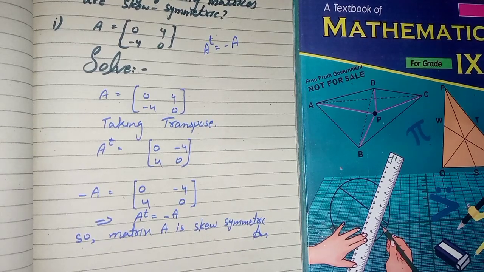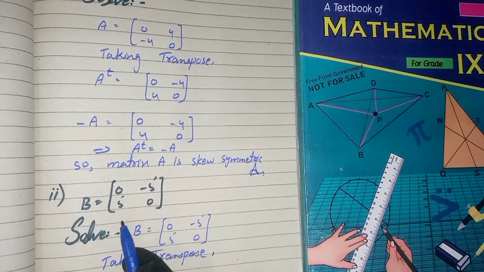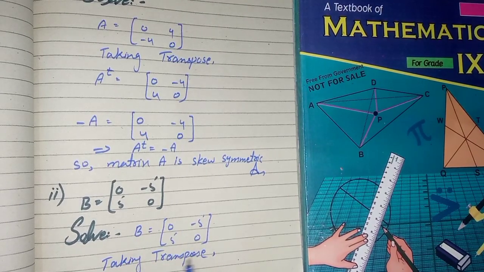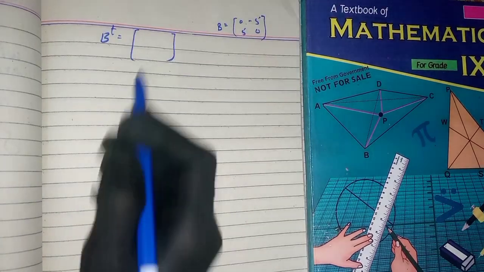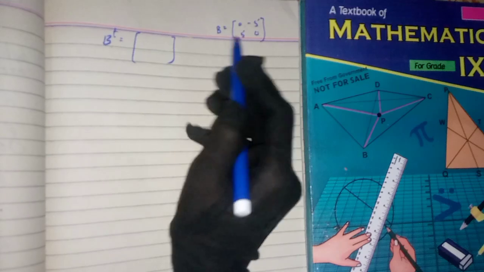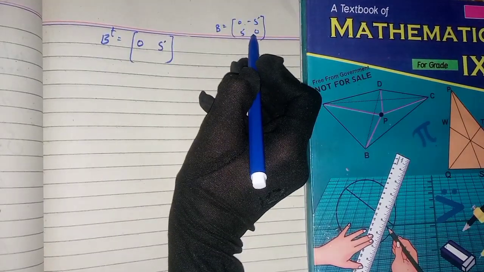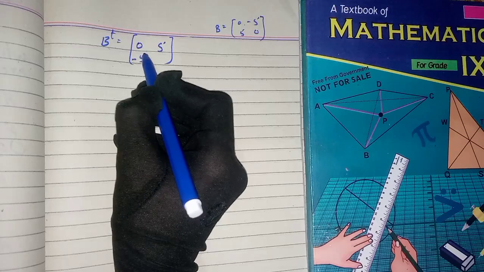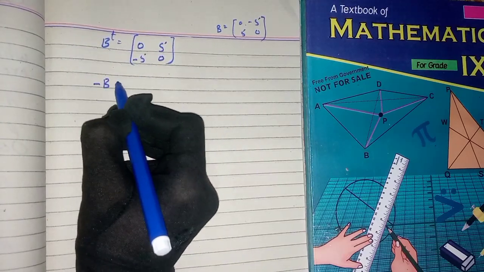Now we solve part 2. Part B is [0, minus 5; 5, 0]. Taking transpose of matrix B. In transpose we write column in rows. 0, 5 in column we write 0, 5 in row. Minus 5 and 0 in column we write minus 5 and 0 in row. Now we find minus B.